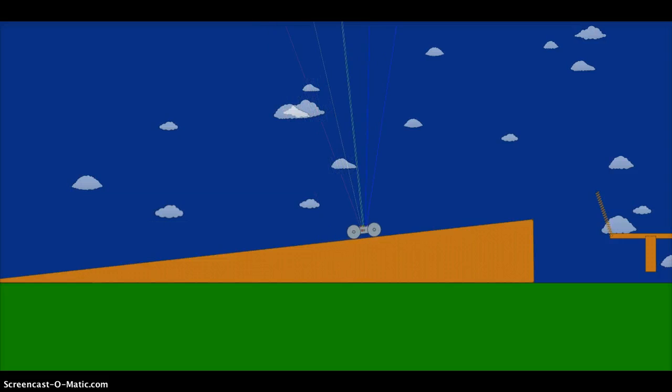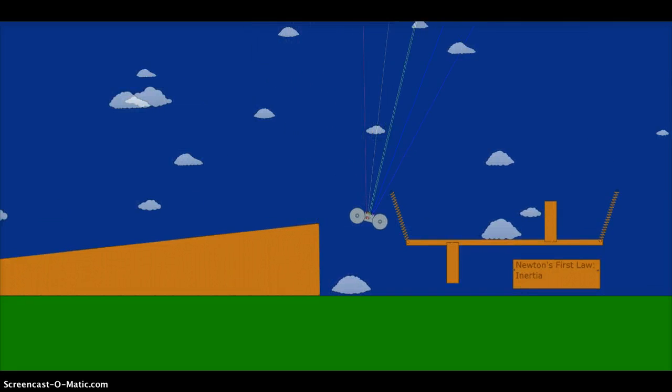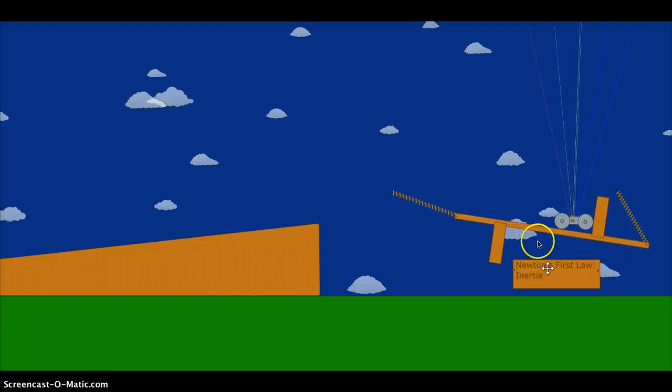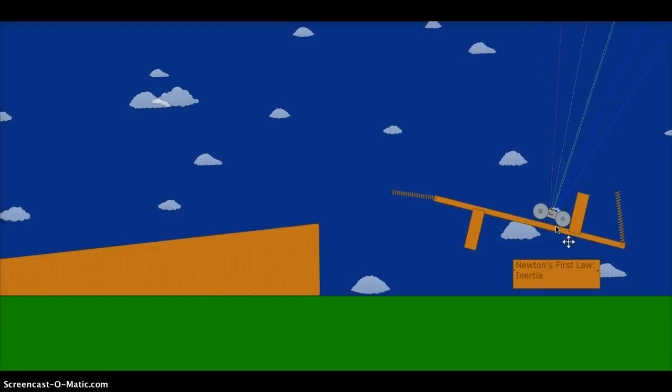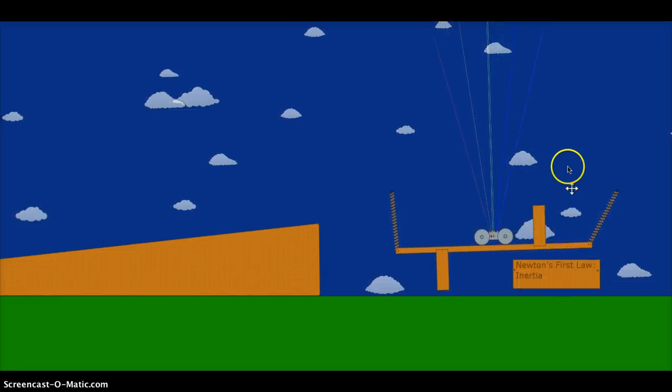So the cart's climbing, it's climbing some more, and here it's going to go off of this ramp and land on this little springy platform and collide with the wood block, illustrating inertia. This is Newton's first law, because the motion of the cart would continue forward except it was acted on by an outside force. In this case, the block in combination with the springy platform.